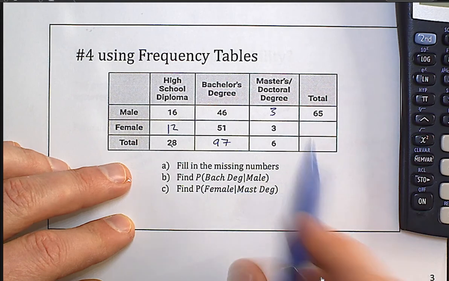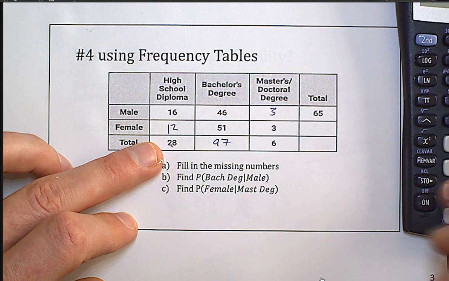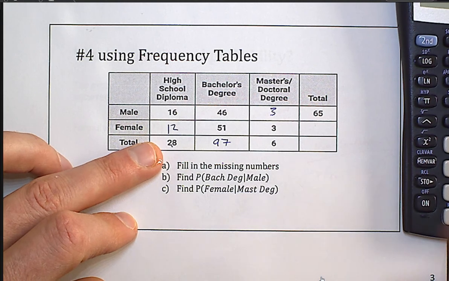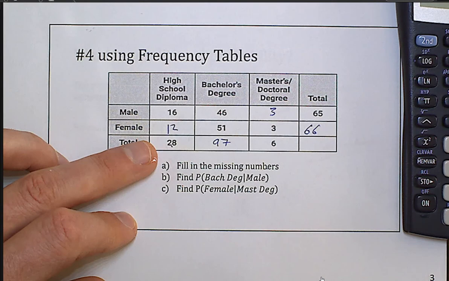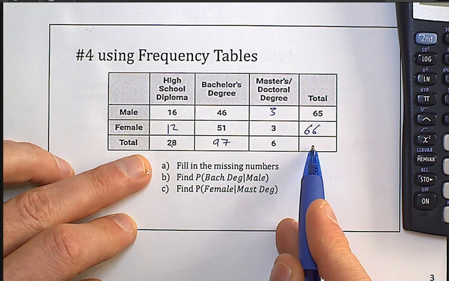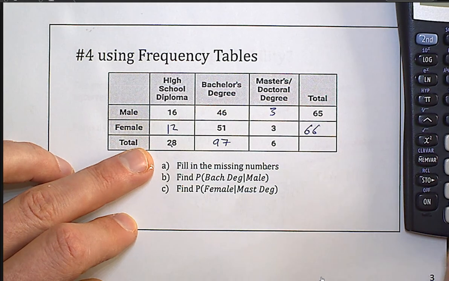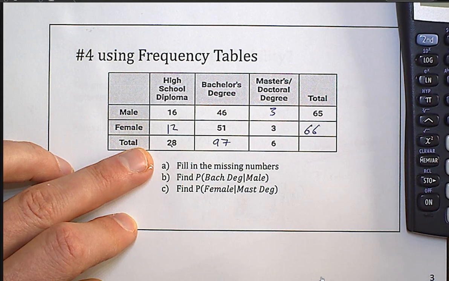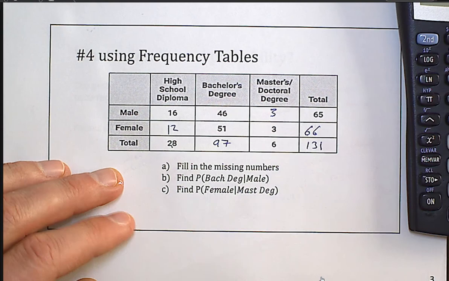Then we've got to find some totals here. We've got to go across. So 12 plus 51 plus 3 females. There's 66 total females. Okay, and then we would do the same exact thing for the males. We go across for the total amount of males, or total amount of people total, or yeah, total totals. So 28 plus 97 plus 6 is 131. So we have 131 total people in this situation.